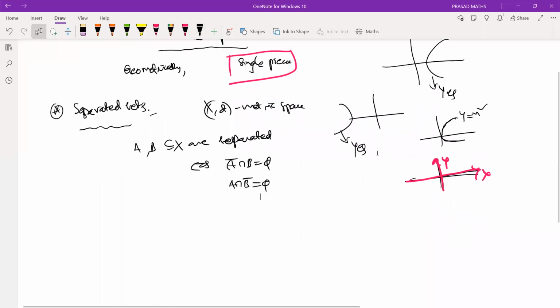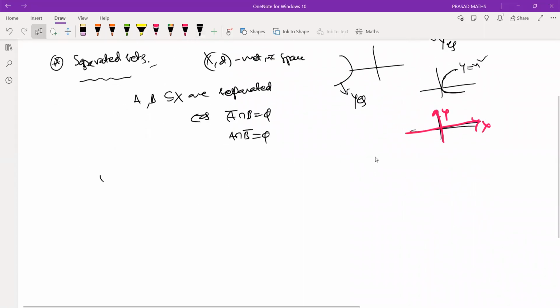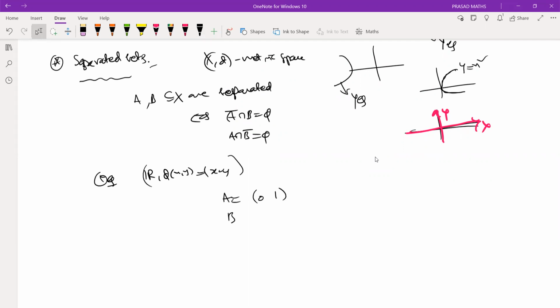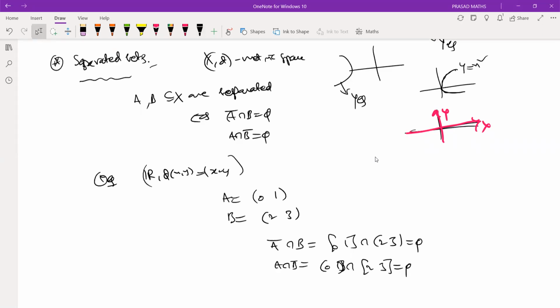Separated set definition, right? Suppose you take an example, R with respect to the usual metric. Take A equals open (0, 1) and B equals, for example, open (2, 3). What is A closure intersection B? Are they separated? Yes. What is A closure? Closed interval [0, 1]. Intersection with (2, 3) is an empty set, right? A intersection B closure is nothing but open (0, 1) intersection with closed [2, 3]. This is empty. Therefore, they are separated.